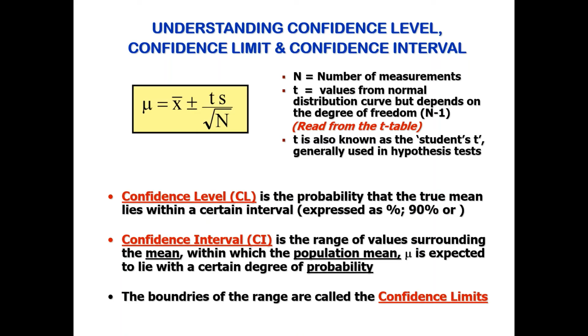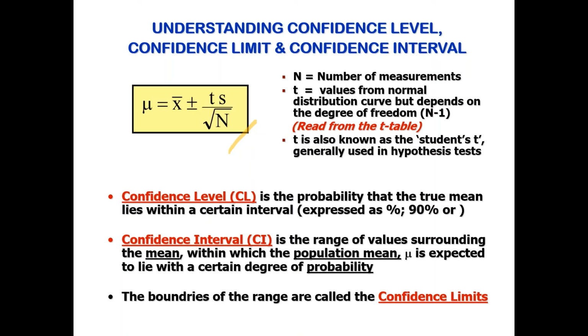Before we go further into those statistical tests, let's get a real understanding of what is meant by confidence level, confidence limit, and confidence interval. And I would use the formula that we use for the student t-test. Okay, mu is the true value, mean is the mean of all the replicates being run, and t is a special value that we obtain from the curve based on the degree of freedom. Then there will be a t-table. s is the standard deviation you obtain from all your replicates, and n is the number of samples that you run. 5 samples, 5 replicates, meaning n equals 5.